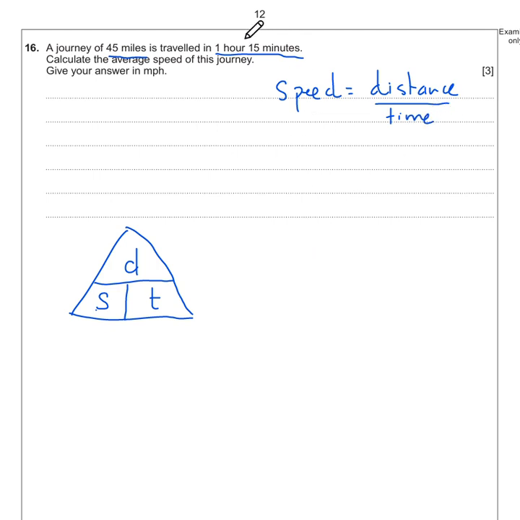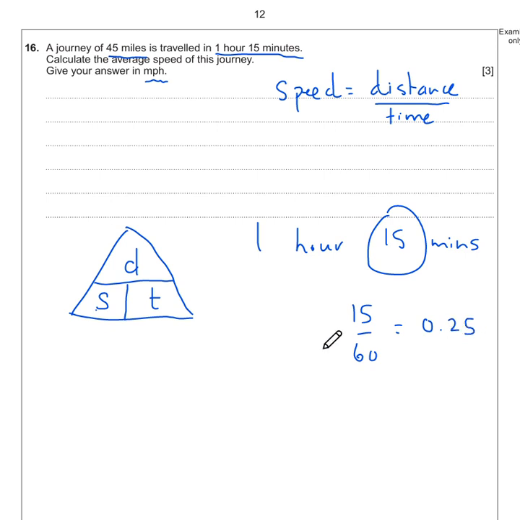We've got a little bit of a problem here with the units. We want to put our answer in miles per hour. This is in miles. This is in hours and minutes though, so we just need to convert this. So 1 hour, 15 minutes. Let's think about this 15 minutes. We want to change that into part of an hour. So if we divide that by 60, that is going to give us 0.25. So if we put that together, 1 hour and 0.25, we've got 1.25 hours.